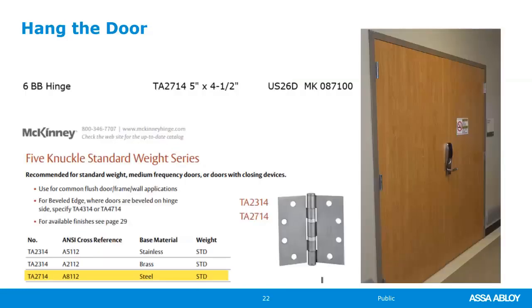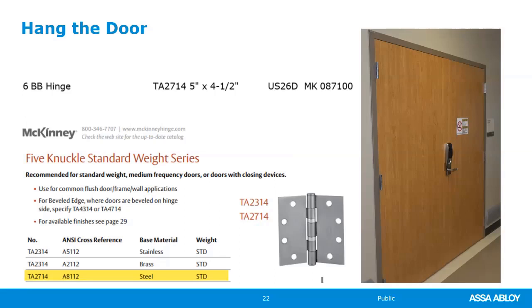Hanging the door, because they are wide doors, this is a lower frequency opening. It's lower frequency for a couple reasons. First of all, you notice the depth of that storage space is very shallow, so people are not going to be going in and out of this storage. It's more like a closet size. There's not a lot of traffic in and out, and therefore just standard weight hinges.